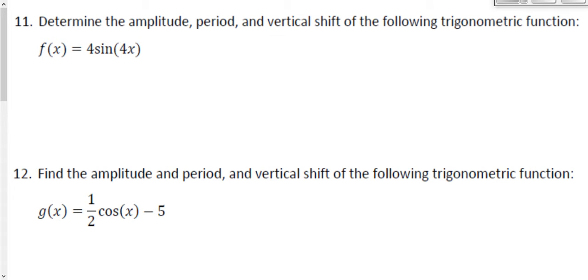We have just a couple questions on the review that are asking us to find amplitude, period, and vertical shift. So let's go ahead and do them in this video. The first one is asking us to do them for this function, f of x is 4 times the sine of 4x.